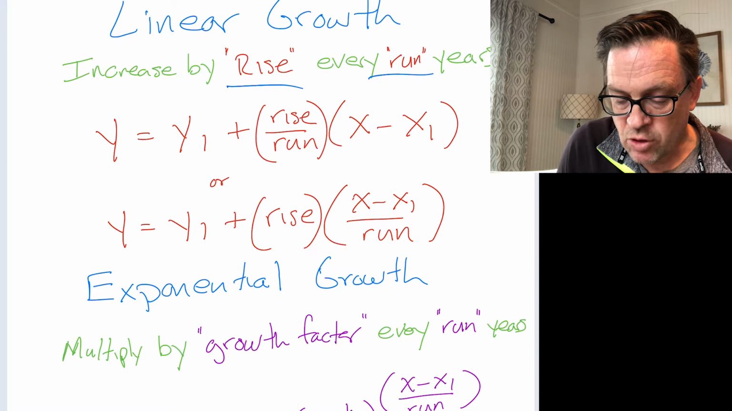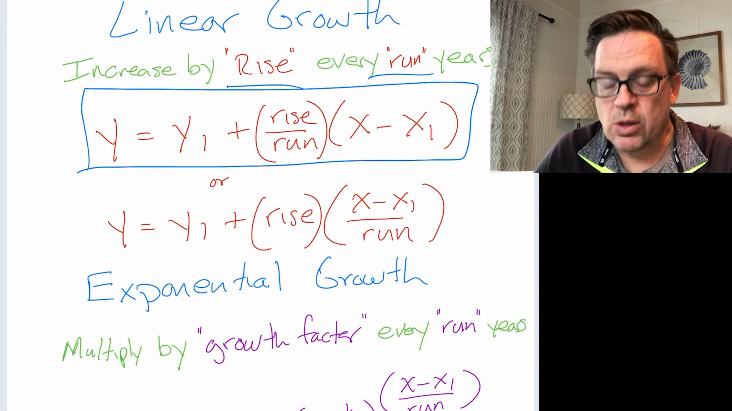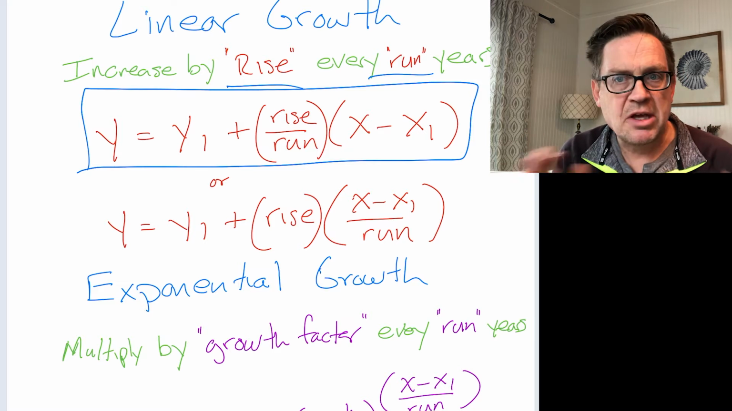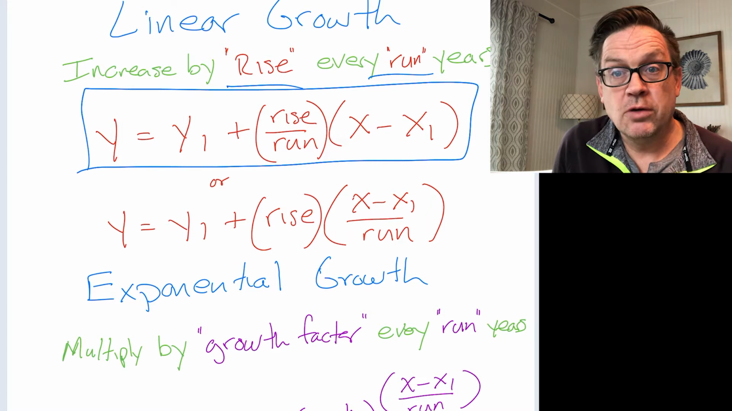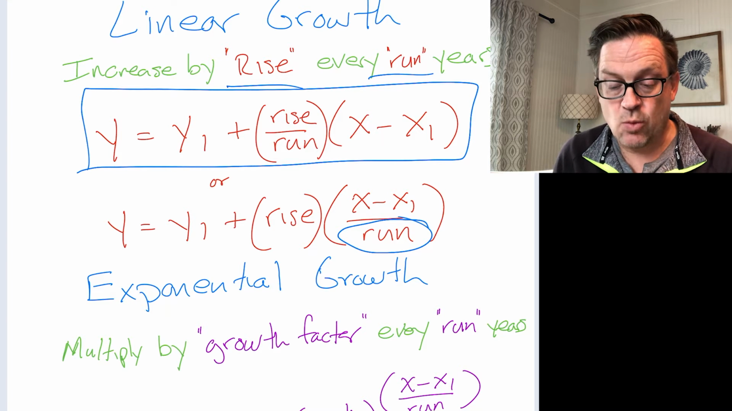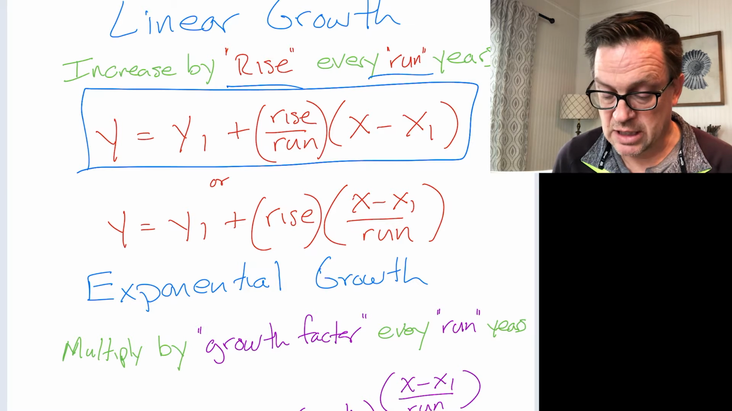amount. And so the formula is often written as something like this: y equals y1 plus the slope times (x minus x1). And one of the things with algebra that I want to show you is you could very well put the run over here, and I'll explain exactly why you might want to do that to compare it to the exponential form in just a second.